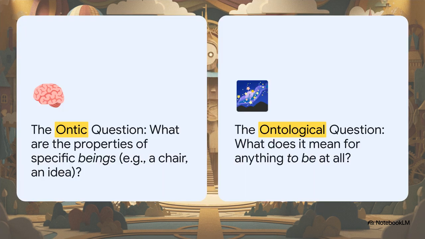This slide lays out the distinction perfectly. On one hand, you have traditional ontology asking the ontic question: what are the properties of this specific thing? But Heidegger's fundamental ontology asks the ontological question: what does it even mean for something to be in the first place? You see the difference? It's like studying all the individual leaves on the forest floor versus asking, wait a minute, what is a tree?